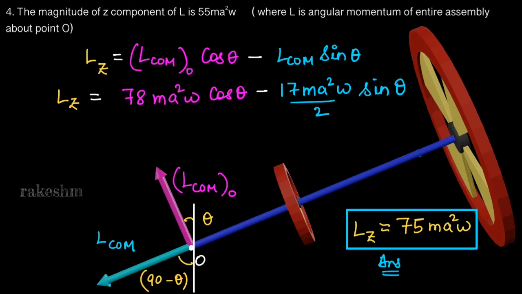So the correct options in this question are, the first is the angular speed of center of mass, which is omega by 5, and the second is the total angular momentum of this assembly about center of mass, which is 17 by 2 ma square omega. So I will sign off here.